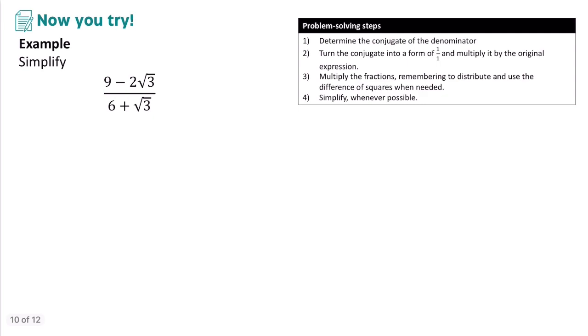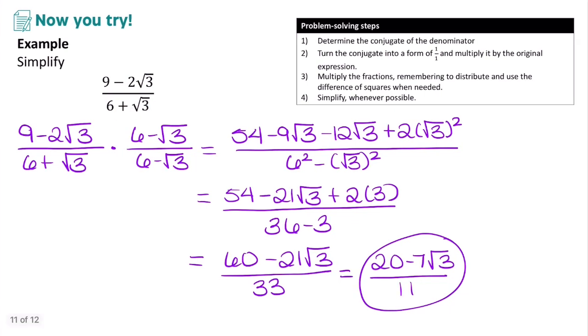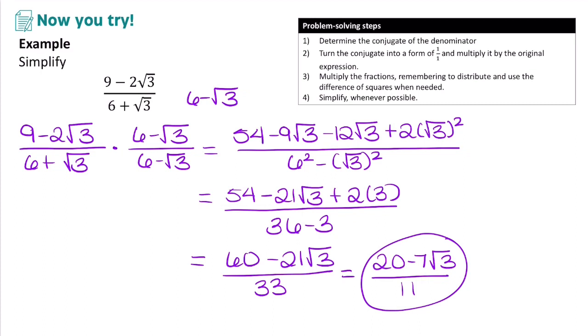So now you can go ahead and pause the video and try doing this example on your own. So here in the denominator, we have 6 plus the square root of 3. So the conjugate is going to be 6 minus the square root of 3. So we're going to multiply the numerator and denominator by 6 minus square root of 3. So in the numerator, we need to FOIL. So here's my first, and then here's outside, inside, and last.